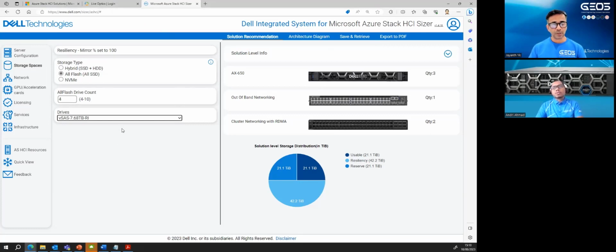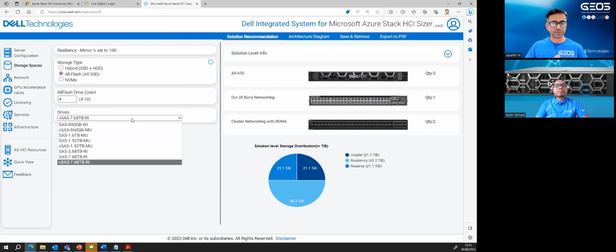Yeah. So just one quick one, Andre. I know when we are picking the drives, it says RI and MU. So what does it mean? Then we come back again to your workload requirement, right? Whether your workload is read intensive, write intensive, right?